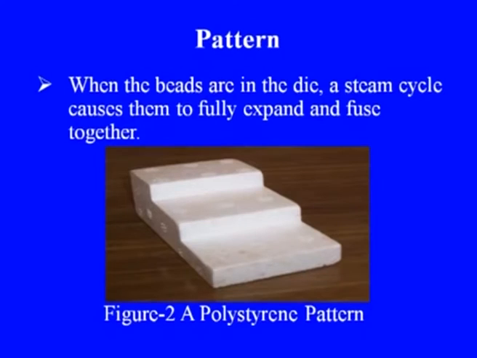The patterns used in the EPC process are made of expandable polystyrene. A typical pattern is shown in the figure 2. Pattern fabrication starts with the pre-expansion of polystyrene beads. They are blown into the die cavity to form pattern sections. This is a typical polystyrene pattern. When the beads are in the die, a steam cycle causes them to fully expand and fuse together, forming the pattern as shown here.